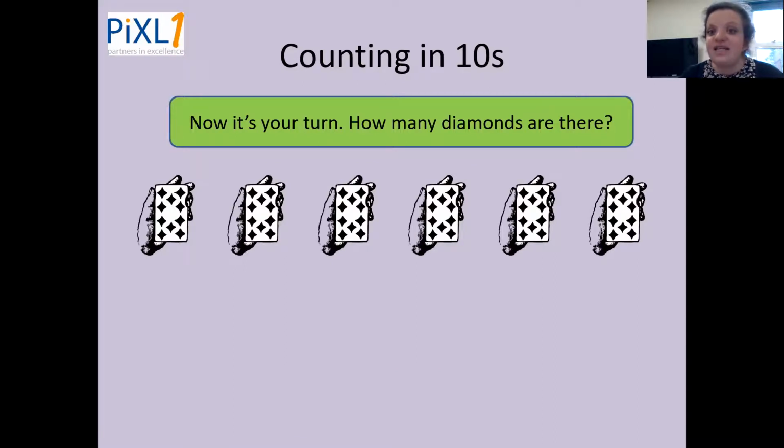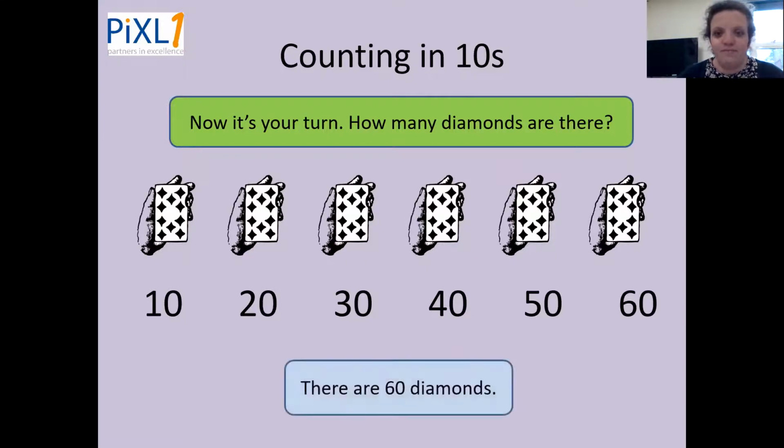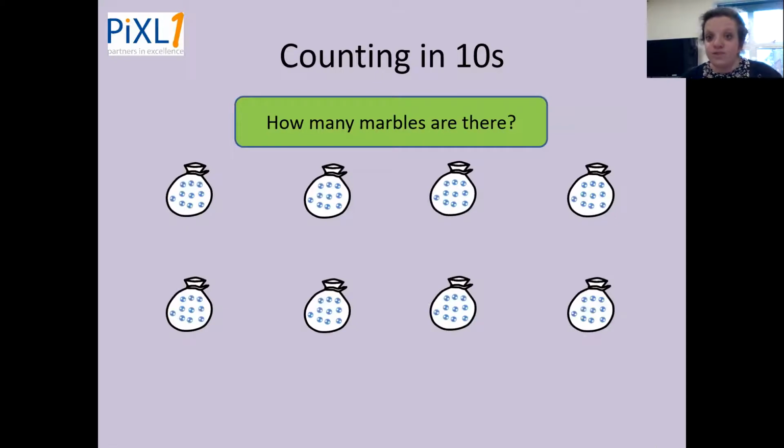Now it's your turn. How many diamonds are there? So on each card of diamonds, there are 10. How many are there altogether? Pause the screen. Okay, let's see if you got it right. 10, 20, 30, 40, 50, 60. Easy. Well done. How many marbles are there altogether?